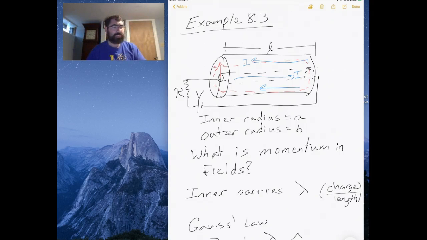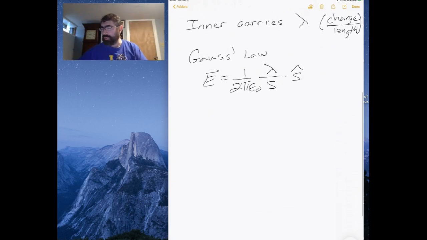For the magnetic field, we can apply Ampere's law and build an Amperian loop which wraps around the inner cylinder, like so. I'm not going to show it, but we've done it before: for a cylinder, Gauss's law gives an electric field which is radially outward, which makes sense. The electric field is pointing from the inner cylinder to the outer cylinder. That's where the potential difference is across those two cylinders.